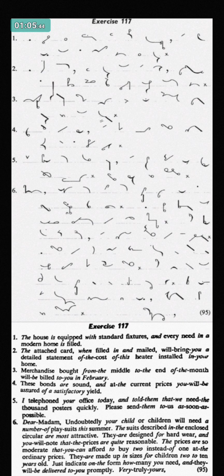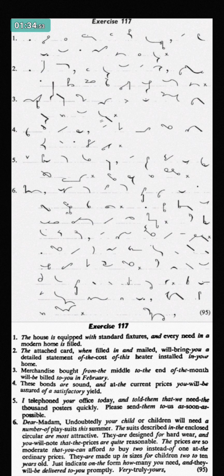Dear Madam, undoubtedly your child or children will need a number of play suits this summer. The suits described in the enclosed circular are most attractive. They are designed for hard wear, and you will note that the prices are quite reasonable.